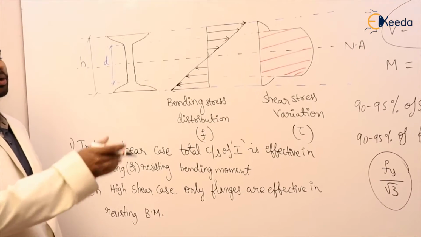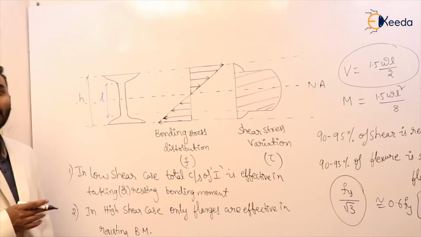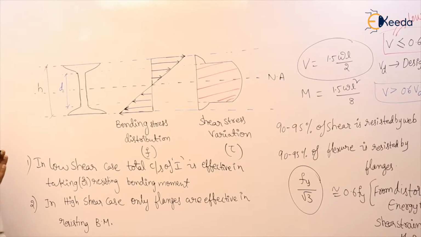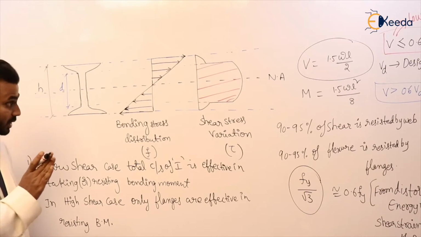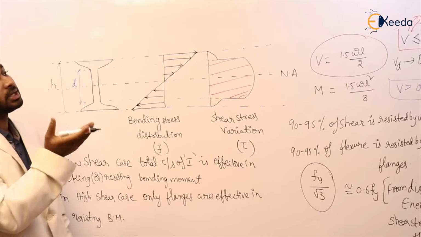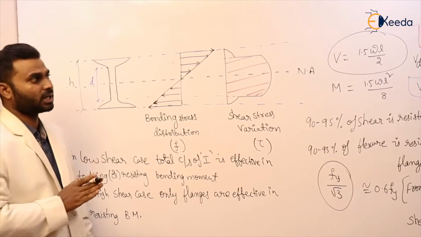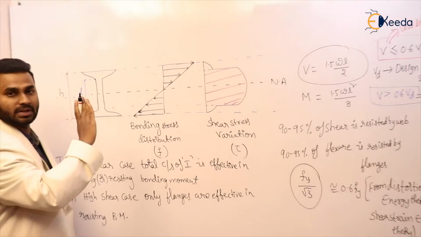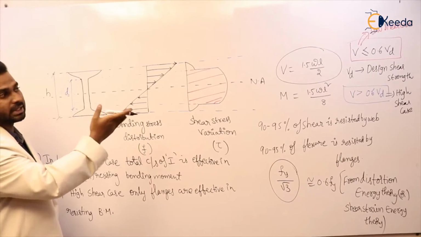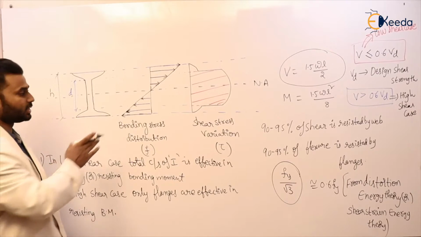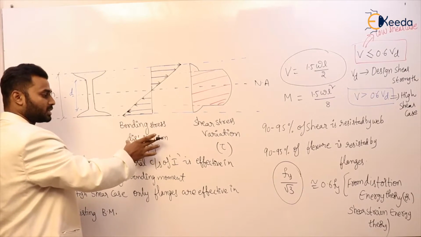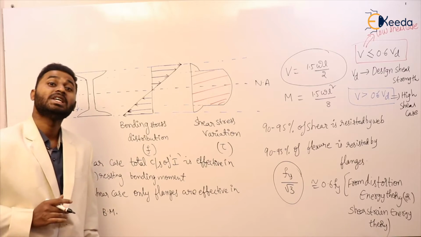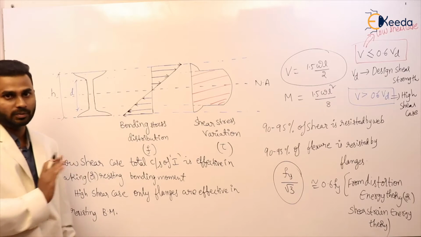So before going into the design bending strength of a laterally supported beam, we should be clear about the low shear case and the high shear case, based on which we are going to classify. All these concepts, that is the design shear force, the factored design shear force, the factored bending moment, and the bending stress distribution and shear stress distribution, are concepts of strength of materials. So take it on.